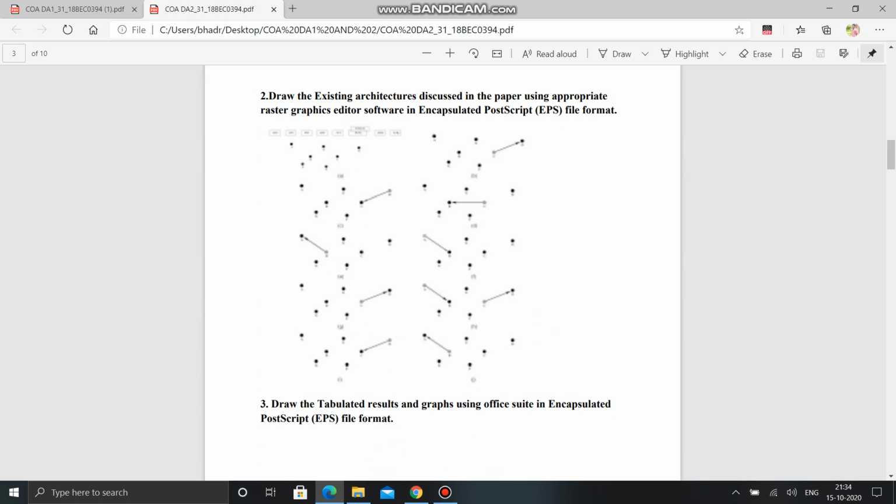And coming to the second question, it asks about the existing architecture discussed in the paper, drawn using an appropriate raster graphics editor software in encapsulated PostScript, that is EPS format. Again, the same software that I used in DA1, I have used it to draw this and uploaded it.